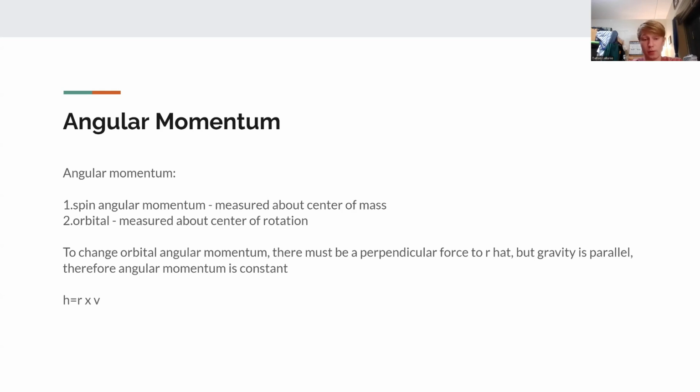So to change the orbital angular momentum, the force is going to have to be perpendicular to r hat, which is the vector between the gravitational vector between the mass one and mass two. But since gravity is always going to be parallel to that vector, and gravity is the only force that is being felt, the angular momentum is constant.